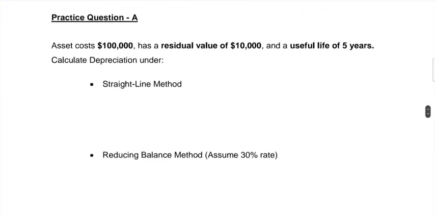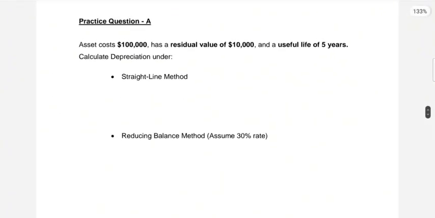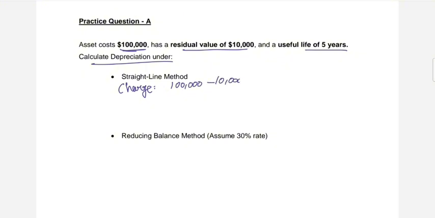This will be further understood through the help of an example. Asset costs 100,000 and has a residual value of 10,000 and a useful life of 5 years. Calculate the depreciation under straight line method. So if you're someone who is new to this concept, I will always recommend you to write the full formula so that you get more and more familiar with it. So this is going to be cost, which is 100,000, minus the residual value of 10,000, and then you will divide this by the useful life. So with this, you should find out that the charge every single year is going to be $18,000.